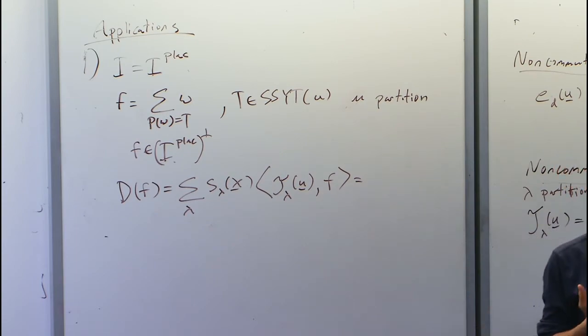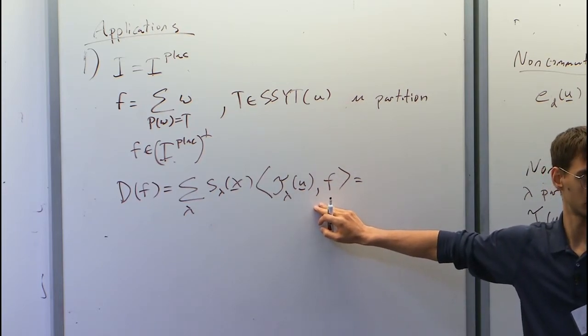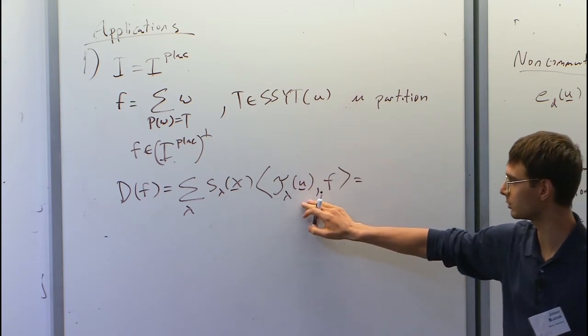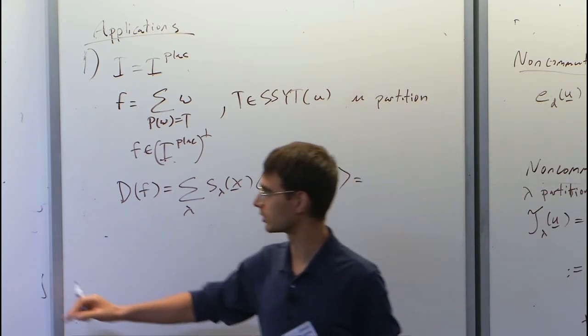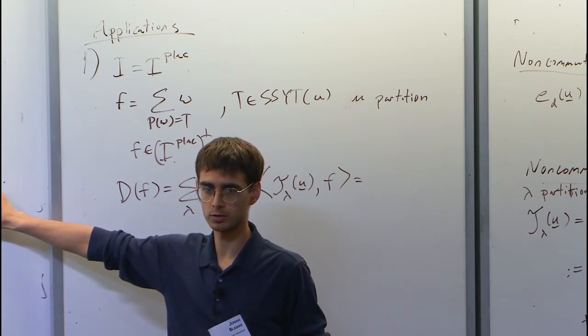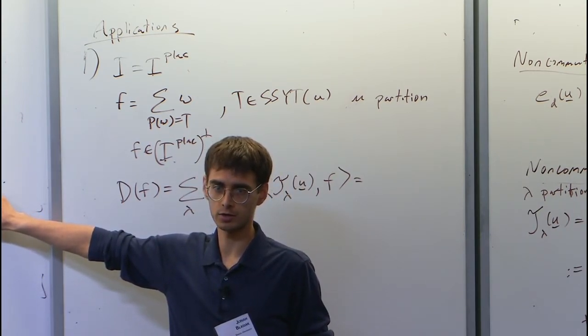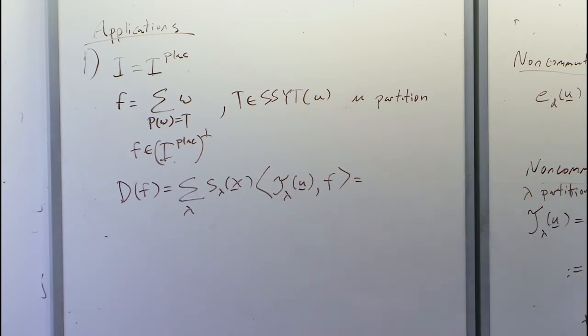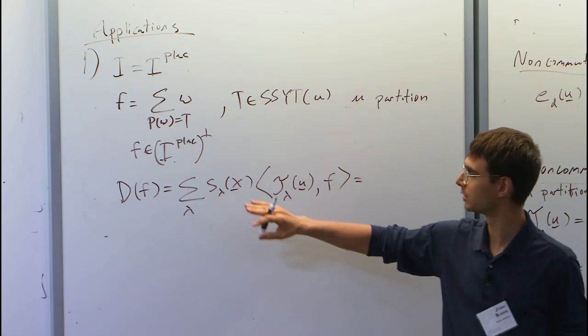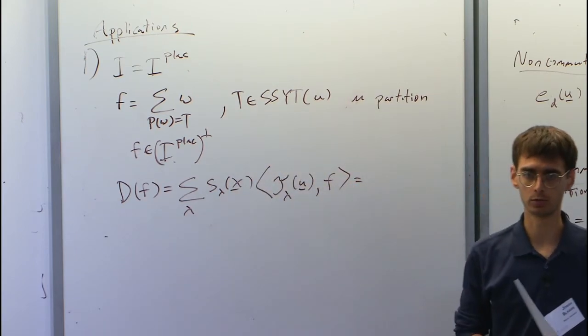So basically I just have 2 sets and I'm going to intersect them and count the cardinality of that intersection. That's what this inner product is. So the question becomes, for this specific case, I have the column reading words of shape lambda, and I want to know how many of them lie in some fixed Knuth equivalence class corresponding to a tableau of shape mu.